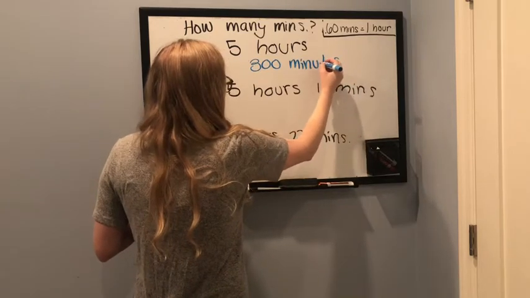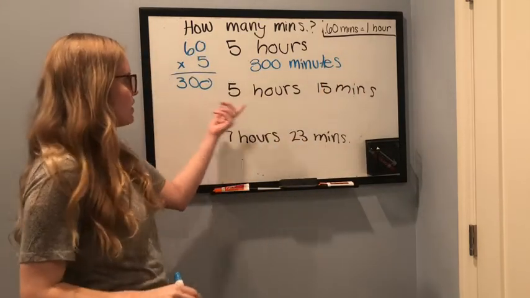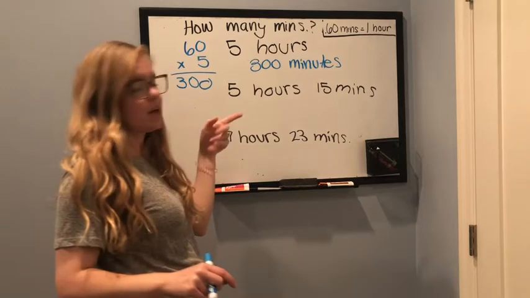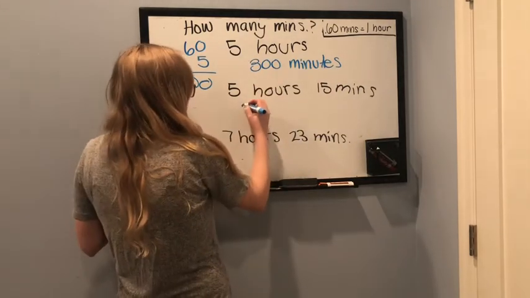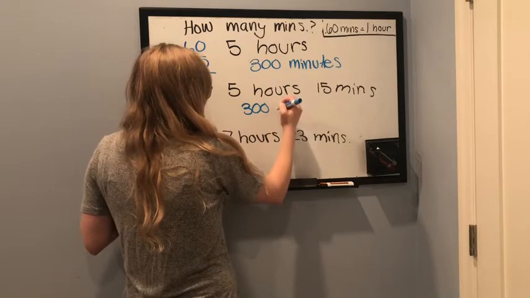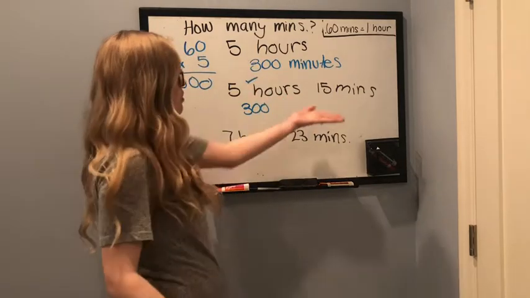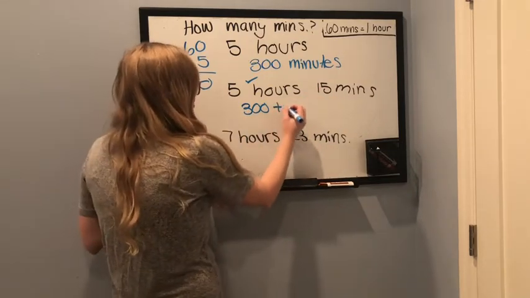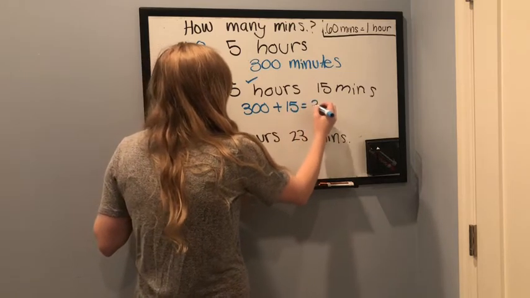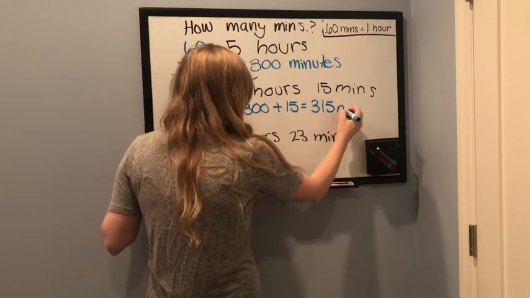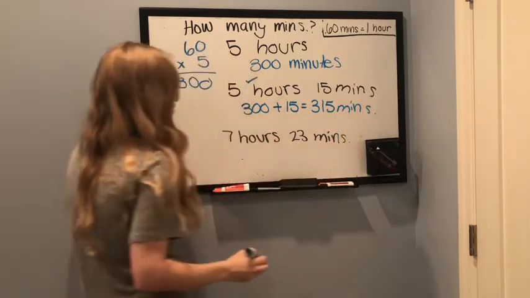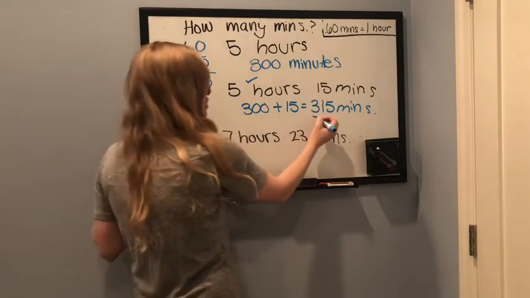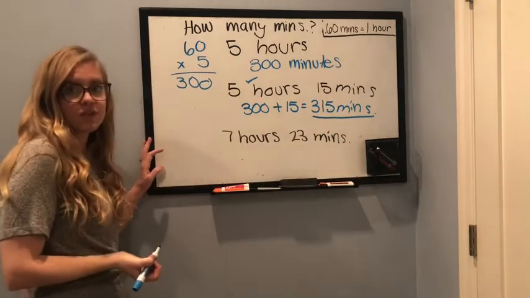All right, let's try this next one. 5 hours and 15 minutes. So we can use what we found out up here to help us with this one, right? We already know that 5 hours is 300 minutes. Okay, so we'll check off the 5 hours. But we still have this 15 minutes here. So we need to take the 300 plus 15 equals 315 minutes. So that is our answer. Okay, so 5 hours and 15 minutes is 315 minutes when converted into minutes.